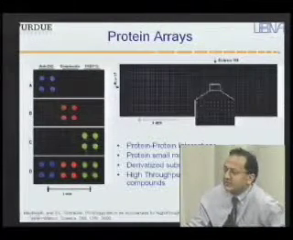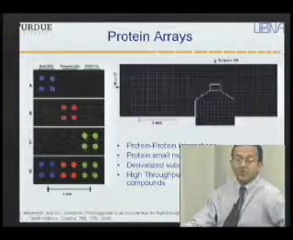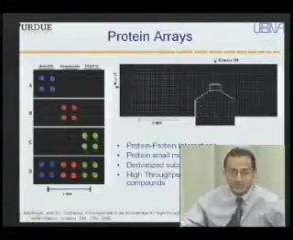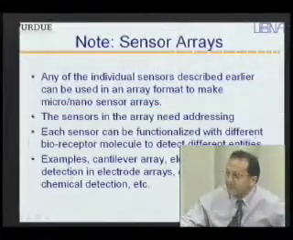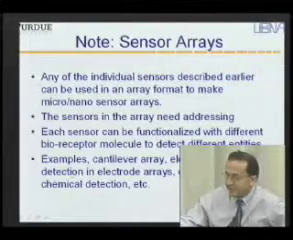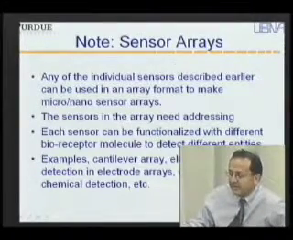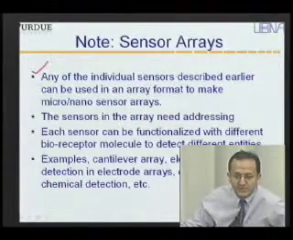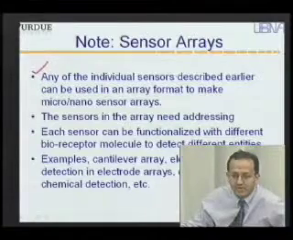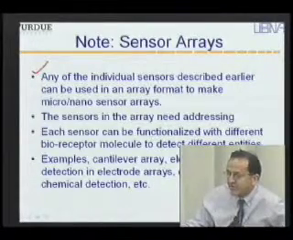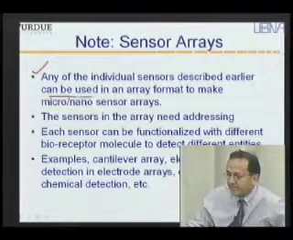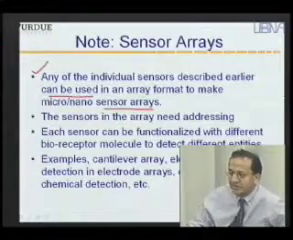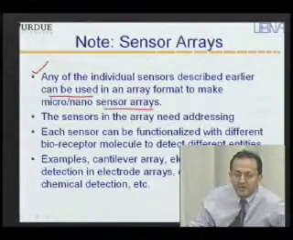I also want to mention a note that when we talk about sensor arrays, you should keep in mind that any of the individual sensors that I talked about earlier, the cantilevers or the nanowires or the pores, or any of the sensors that we mentioned, can be used in an array format to make micro-nano sensor arrays. Okay, so when we talk about microarrays, most often people tend to think of these optical DNA arrays simply because they were the ones that were introduced first and commercialized first. But really, you can make microarrays with any type of sensors. Okay. And actually, people are working on that.